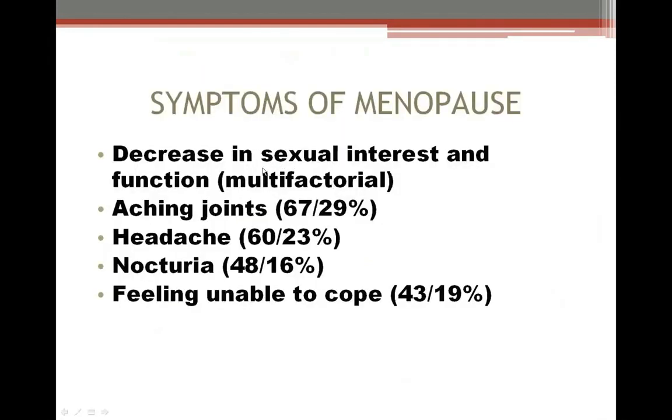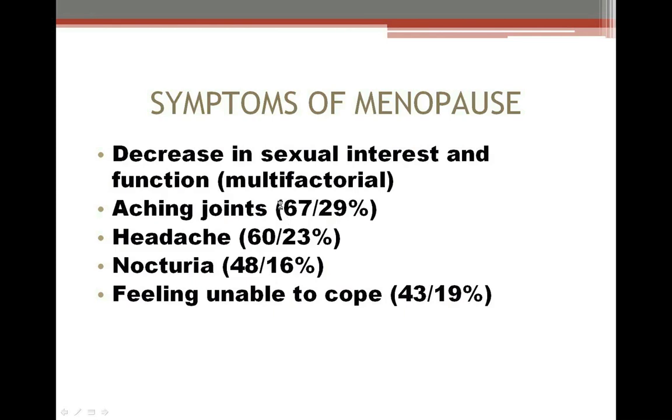Other symptoms of menopause, besides the ones that were mentioned in the previous slide, which include the ones I read to you, include a decrease in sexual interest and function, which can be multifactorial. It may be due to mood change, sleep disturbance, fatigue, or some of the physiologic changes. They can present with aching joints, headache, nocturia, or getting up at night to urinate, feeling unable to cope.